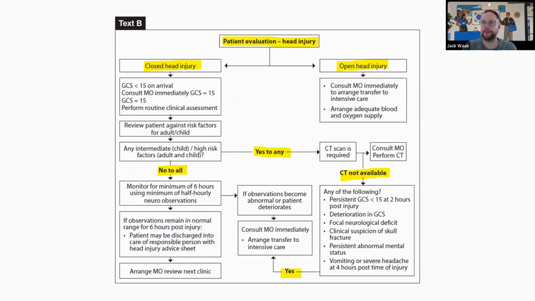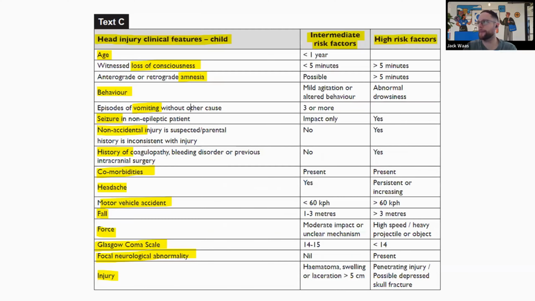Part B, take 20 seconds to read the highlighted parts. Part C. And part D.